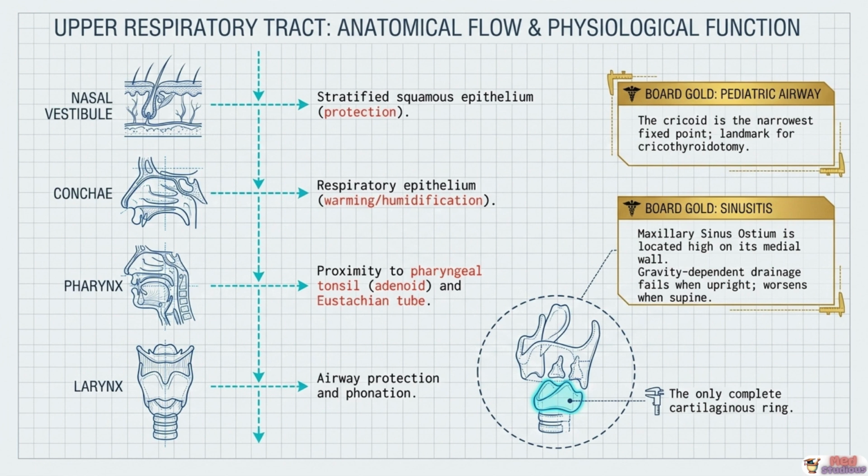First, the cricoid cartilage is the only complete cartilaginous ring in the entire airway, making it the narrowest fixed point in the pediatric airway and the essential anatomical landmark for emergency cricothyroidotomy. Second, the maxillary sinus ostium is located high on its medial wall, meaning gravity-dependent drainage fails when the patient is upright and worsens further when supine, directly explaining the clinical pattern of sinusitis symptoms.